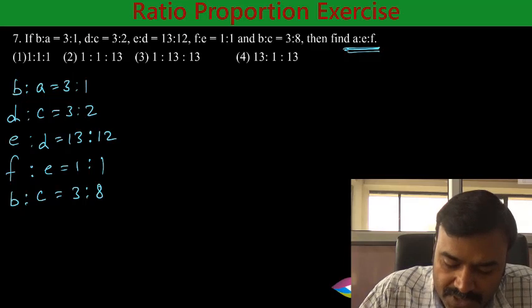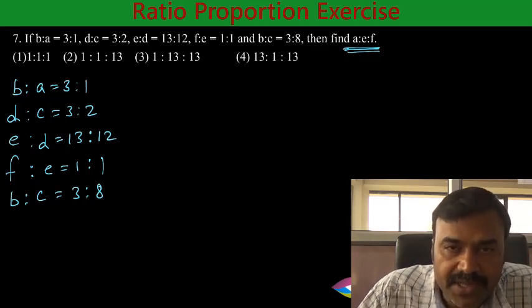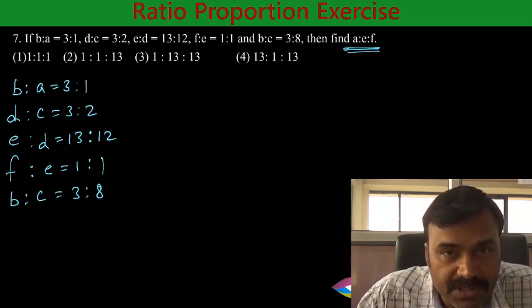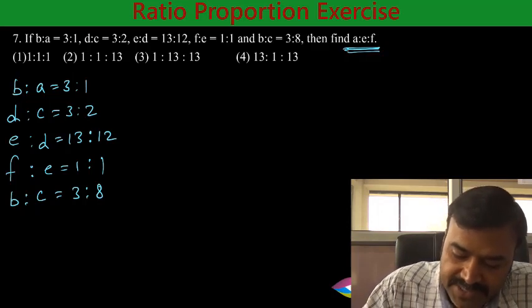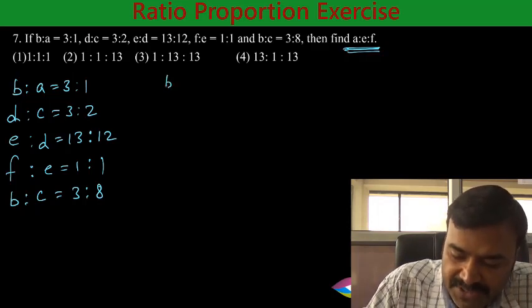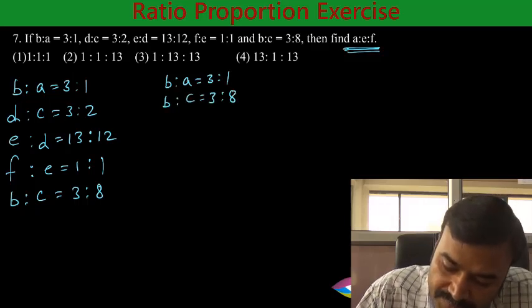How do we do that? Here the values are not given in the order as they were in the previous question. So instead of applying any of those methods, let's look at a different method altogether. Now what is the different method? Let's say I'll write 2 of them separately. We have B is to A as 3 is to 1 and B is to C as 3 is to 8. Now look at this very closely.